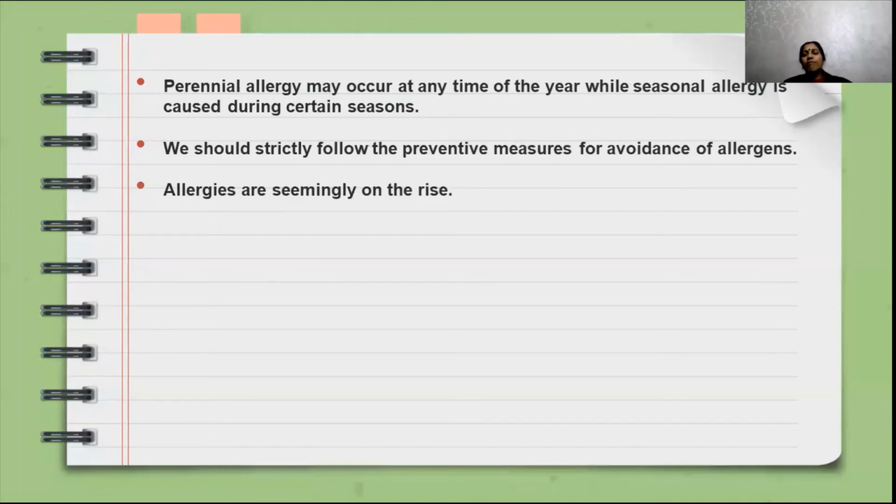Then we should strictly follow the preventive measures for avoiding different kinds of allergies. Nowadays we know that allergies are seemingly on the rise. What is the meaning of this? Allergies are seemingly on the rise because, scientists explain, of the hygiene hypothesis, which links allergies to the modern clean environment. We are all living in a modern clean environment, and that is a reason allergies are seemingly on the rise.